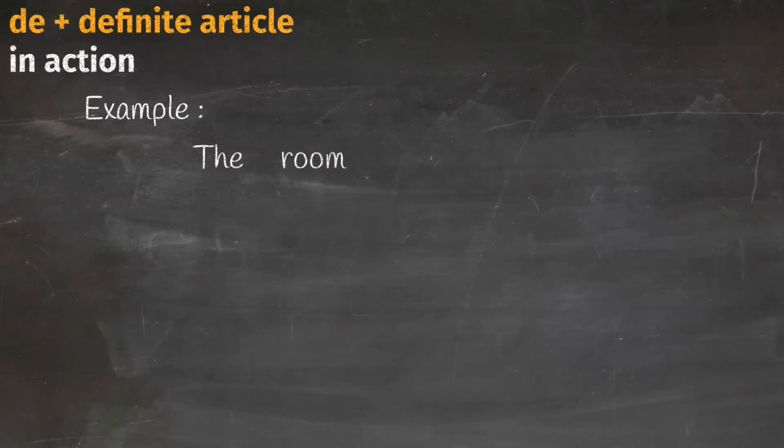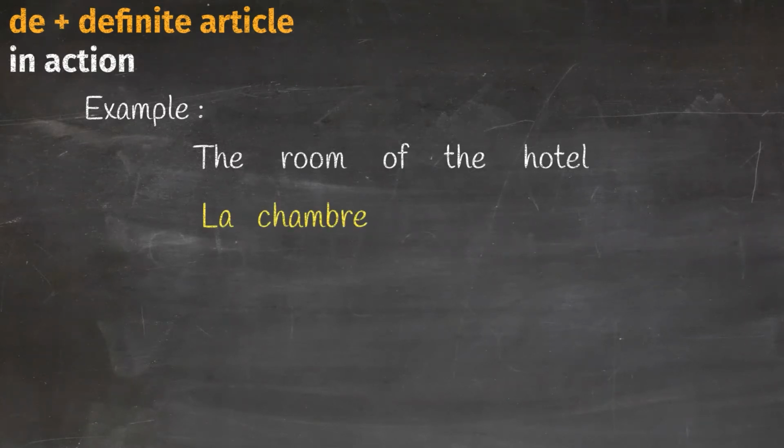Another example. I want to say the room of the hotel. The, la. Room, chambre. Of, de. The hotel, l'hôtel. I can see de plus l'apostrophe, and I do not need any combination here. So, the sentence is already correct. La chambre de l'hôtel.